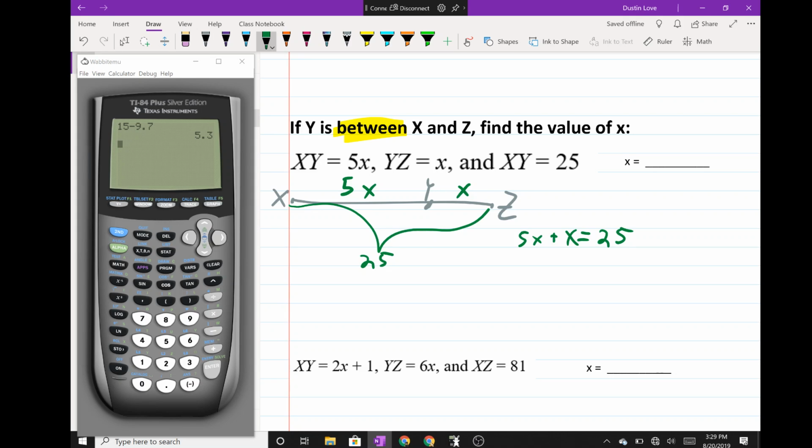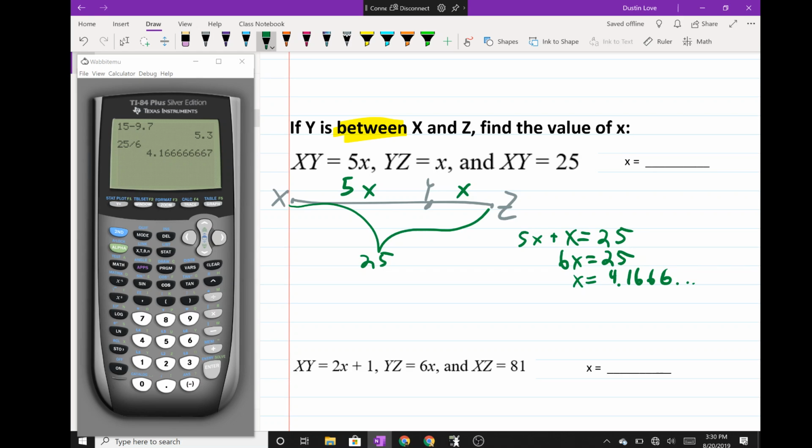Okay, now we solve. My first solving step? Subtract. We could subtract. I like to combine like terms first. I mean, if you're going to subtract stuff out, but all my x's are already on one side, my number's on the other, so my best option is going to be just combine like terms. So 5x plus x is 6x equals 25. And now how do we get x by itself? We're going to divide by 6. So then 25 divided by 6 is 4.16 repeating.